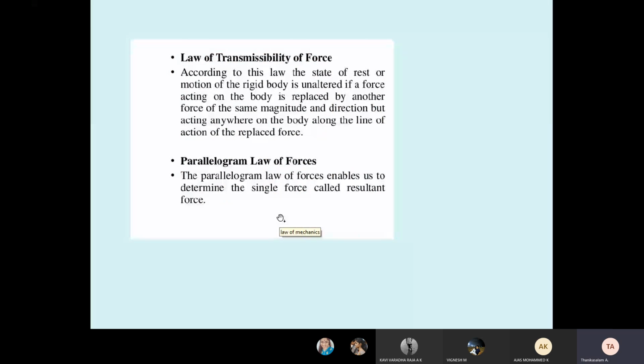This law was already discussed: the law of transmissibility of forces. A force acting at a point on a body can be replaced at another point on the same line of action. This is called the law of transmissibility. The parallelogram law we also discussed: two forces are replaced by a single force which can be drawn based on the parallelogram. The definitions I have already given.